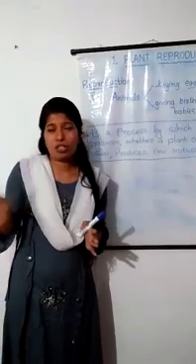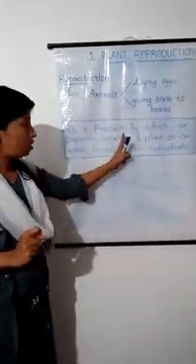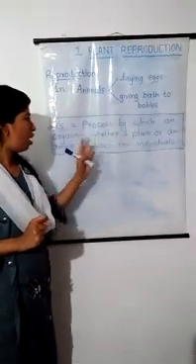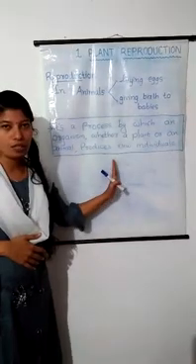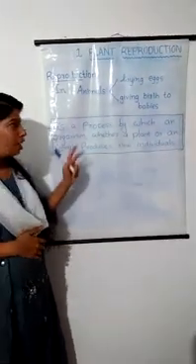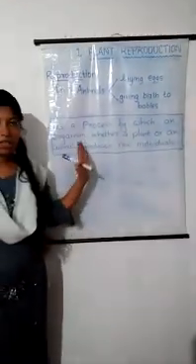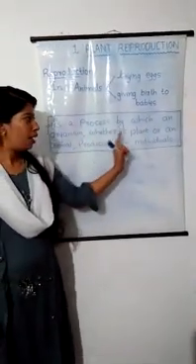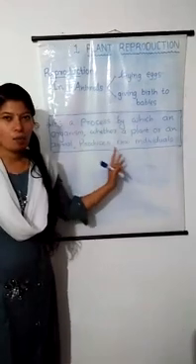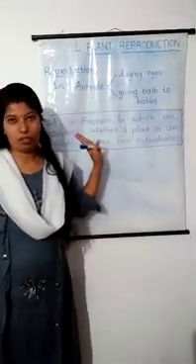A small definition is given in our textbook. That is, reproduction is a process by which an organism, whether a plant or an animal, produces new individuals. Again, I will repeat this. Reproduction is a process by which an organism, whether a plant or an animal, produces new individuals.